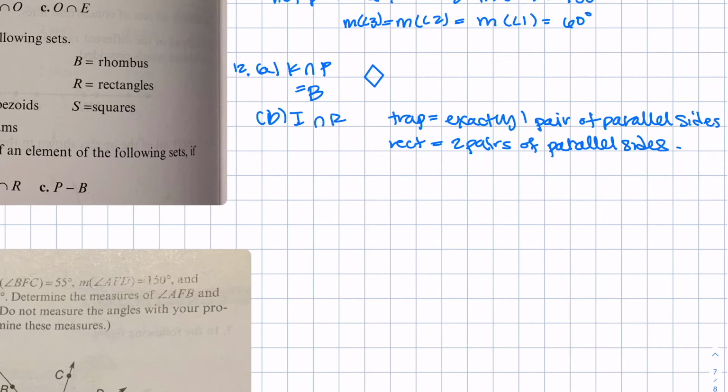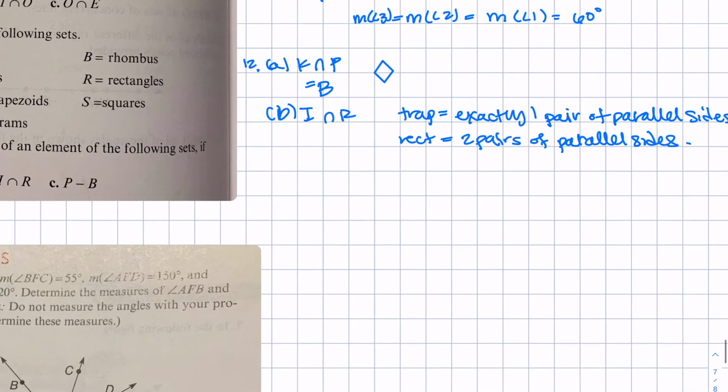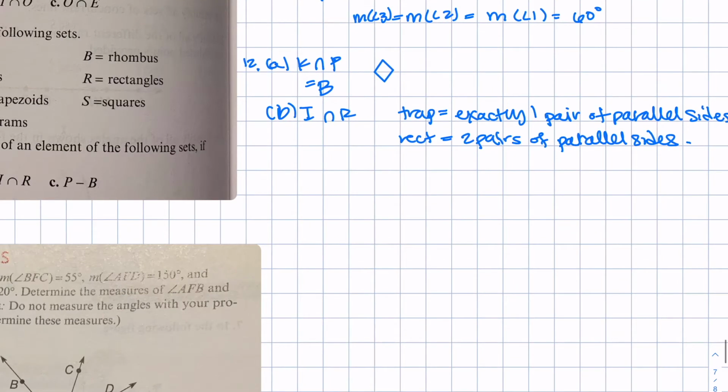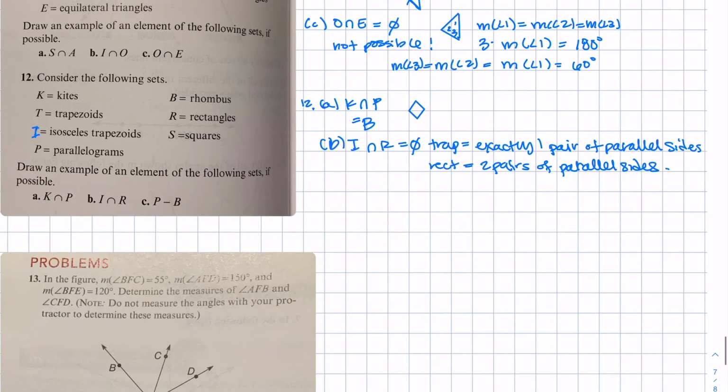So if there weren't this word exactly, I would say, oh, this is totally fine. We can draw something like this, or at least a trapezoid that is a rectangle. But since there's this word exactly here, it means I can't have two pairs of parallel sides for a trapezoid, and so this should be the empty set. So if I can't do it for a trapezoid, then I certainly can't do it for an isosceles trapezoid.